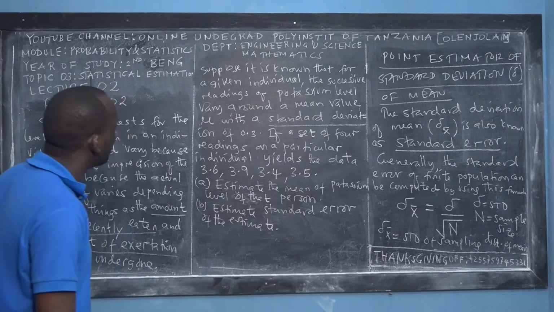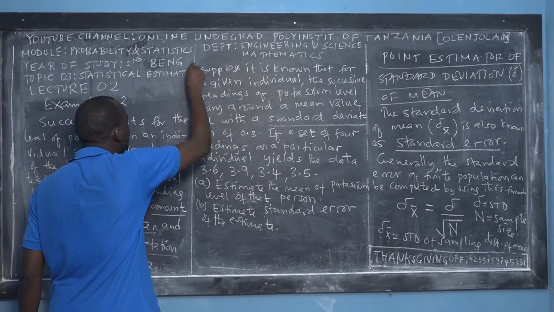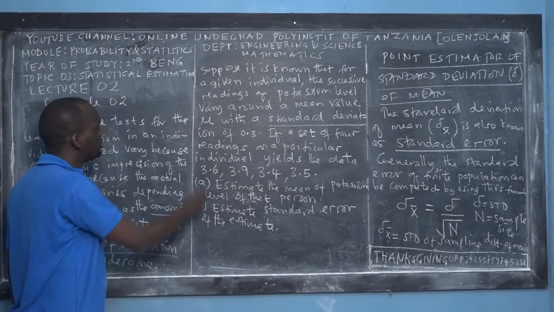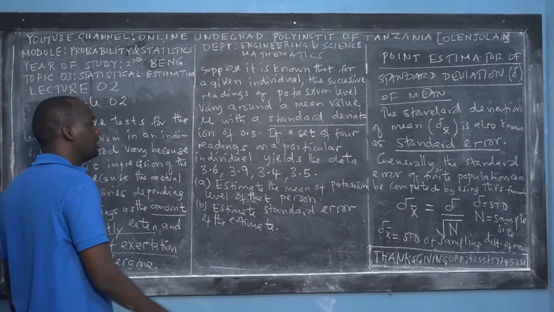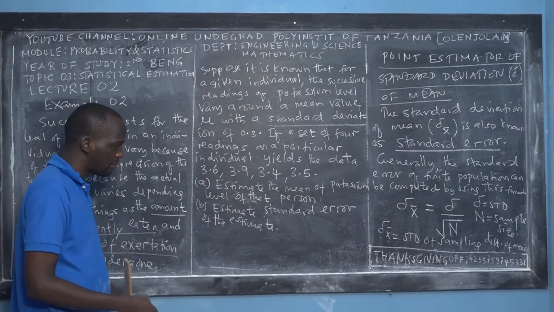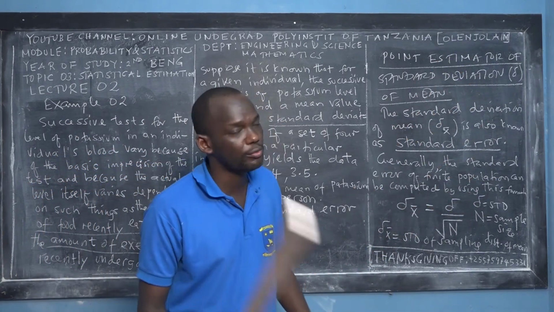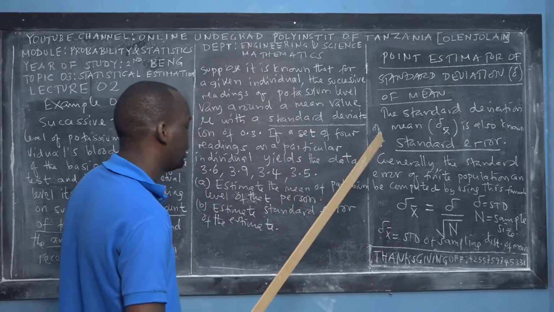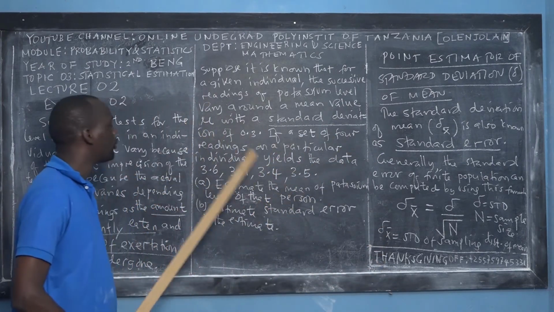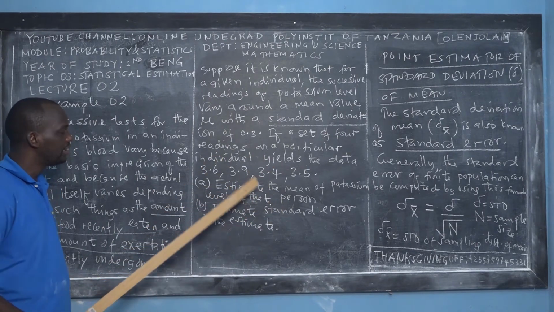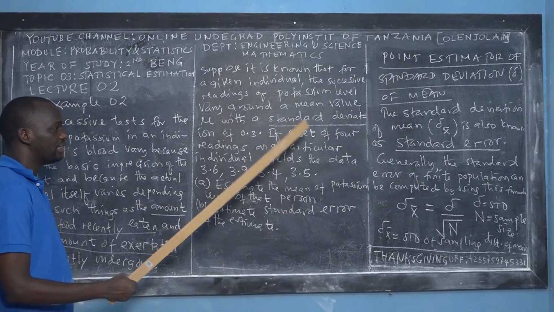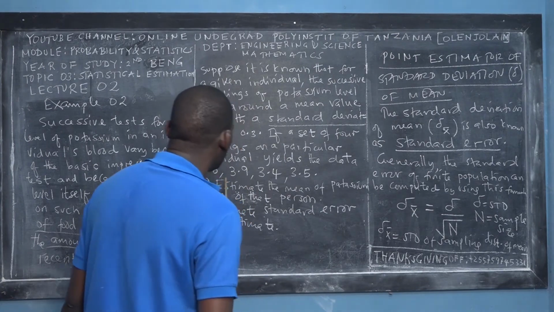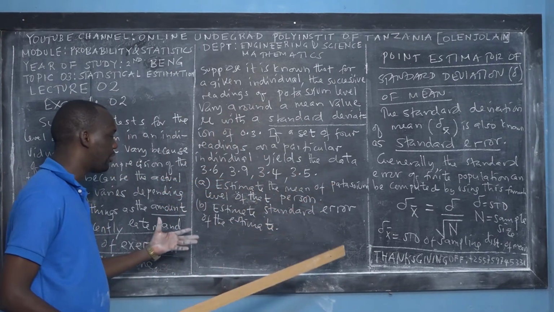Suppose it is known that for a given individual, the successive readings of the potassium level vary around a mean value with a standard deviation of 0.3. So this is the known standard deviation. Remember that in this formula, we need the known standard deviation of the population. But what are we doing? We want to compute the point estimate of the standard deviation from the sample. If a set of four readings on a particular individual, done in a certain lab, yields 3.6, 3.9, 3.4, and 3.5, so it's varying.